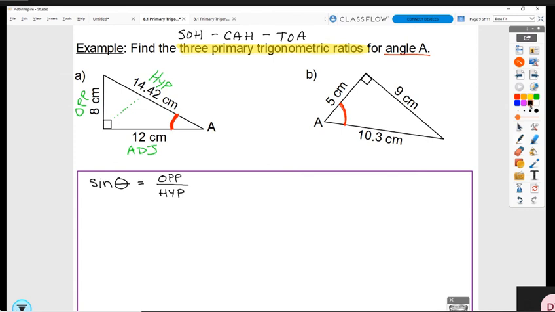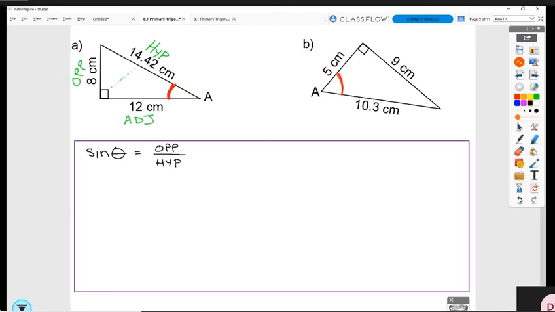Okay, back to our question. Sine theta equals opposite over hypotenuse. And here we go. We can now fill this in. Sine of angle A, because we don't know the angle, but we know it's angle A, equals opposite, which is the 8 centimeters, over the hypotenuse, which is 14.42. Now, what a lot of the textbooks might like to do is to actually go ahead and get a decimal out of this. They might say, okay, round it to 4 decimal places. But me personally, I like to just use it like this.